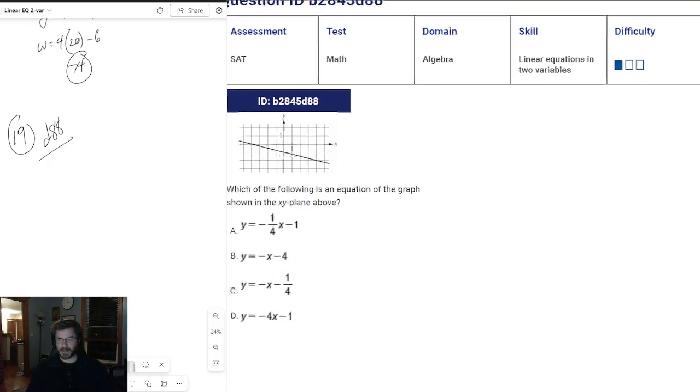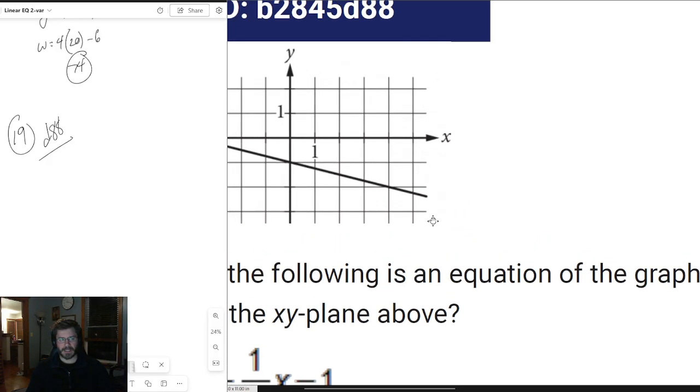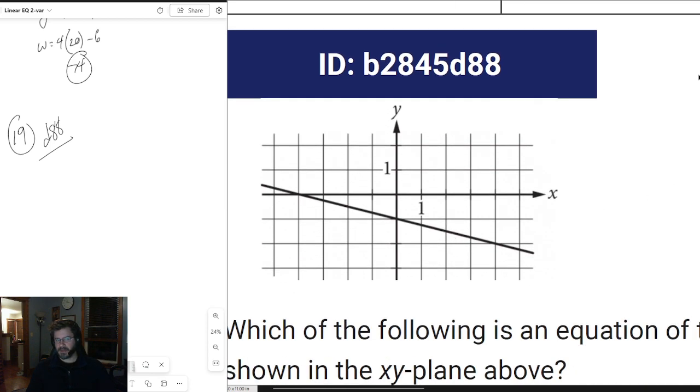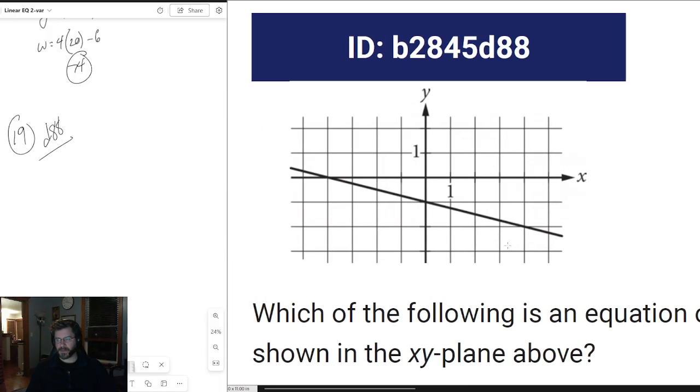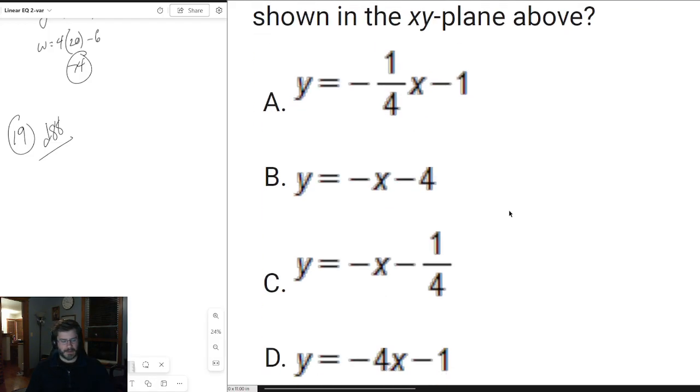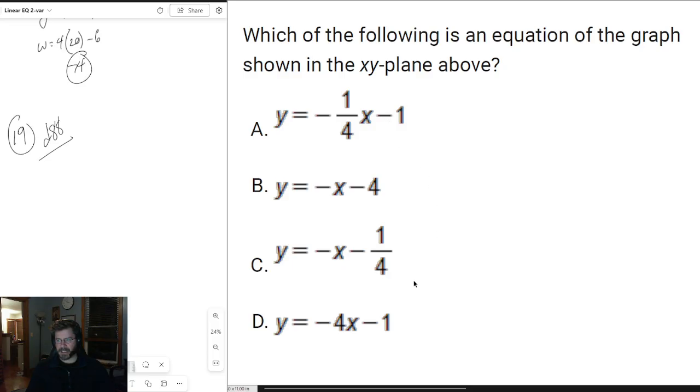We can't really estimate on the SAT, but we can zoom in on it. This is a PDF, of course, but on the app you can zoom in by pressing Control plus or Control minus to zoom in and out. So zooming in on that, we see that it clearly goes through 0 and negative 1. So that narrows our answer choices down to either A or D.